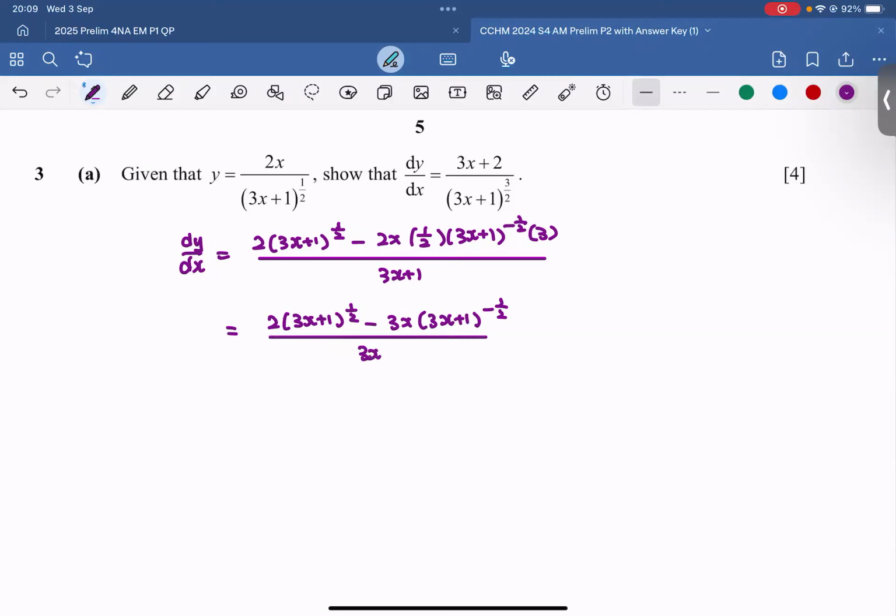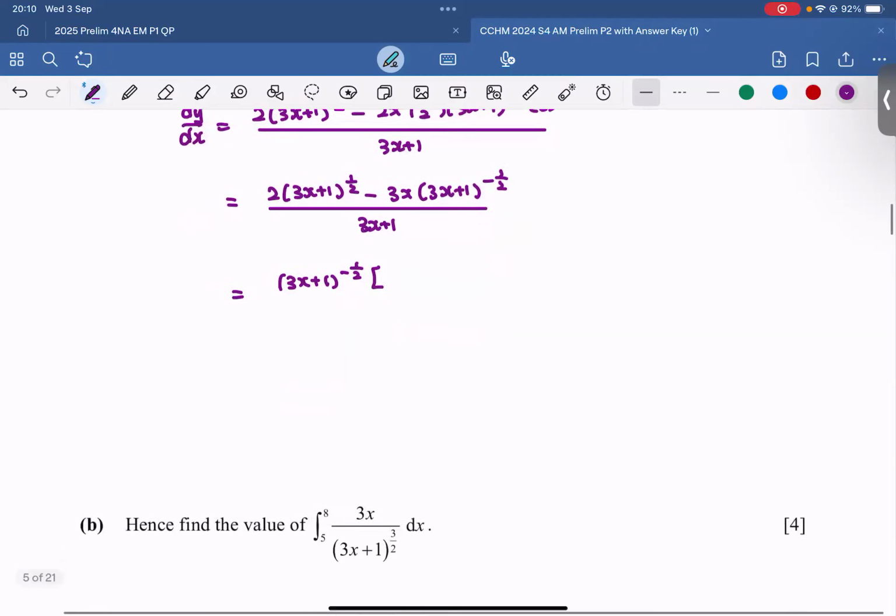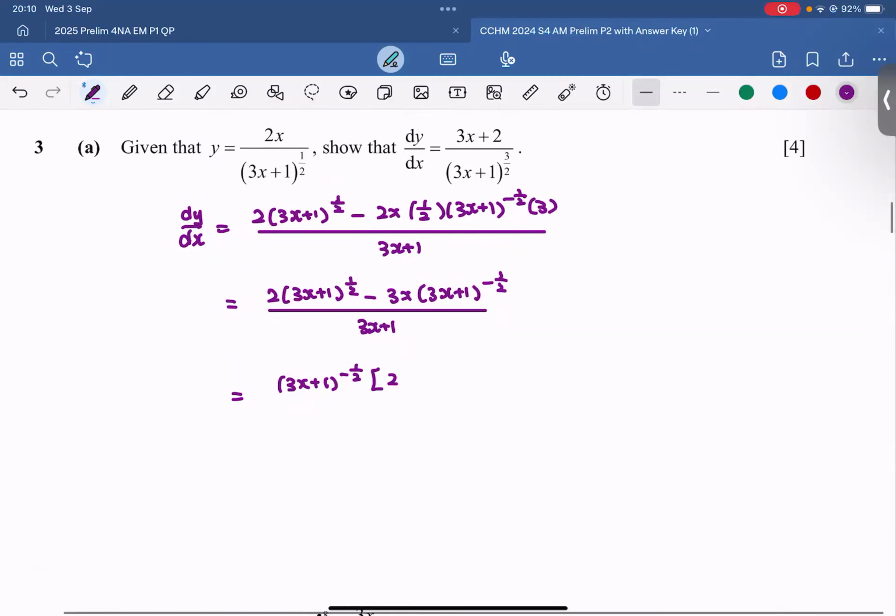Okay, after that, what do we do? We factorize the smaller power, which is 3x plus 1 to the power of negative half. Okay, when we factorize this, this will become 2 bracket 3x plus 1. Remember, you will just subtract the power. For example, if you have x squared, x cubed, then if I factorize x, I will know this is x squared. So basically, I take 3 minus 1, I get 2.